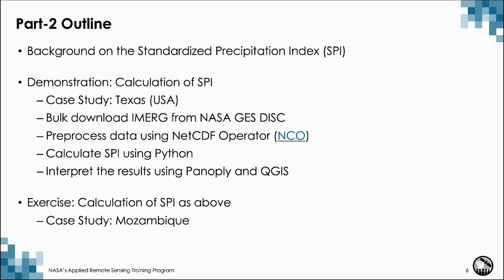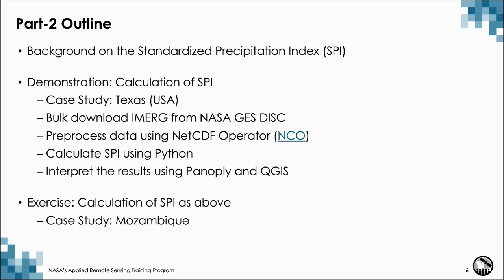I will start off providing background information on the Standardized Precipitation Index, or SPI. We will then demonstrate the calculation of SPI using a case study for the state of Texas in the United States. You will learn how to bulk download IMERG precipitation data from NASA GESDISC, pre-process IMERG data using the NetCDF operator, or NCO. NCO is a suite of programs designed to facilitate manipulation and analysis of data stored in the NetCDF format.